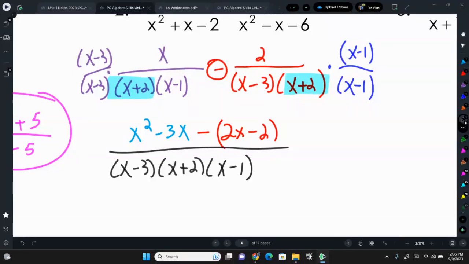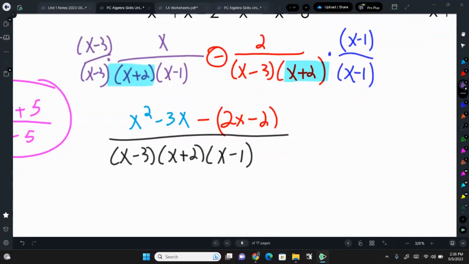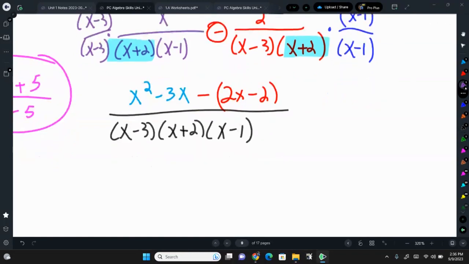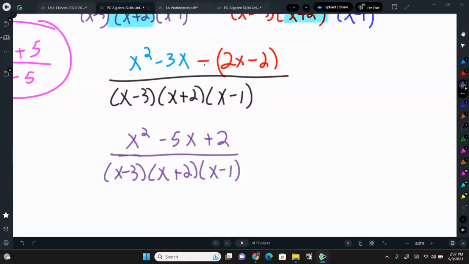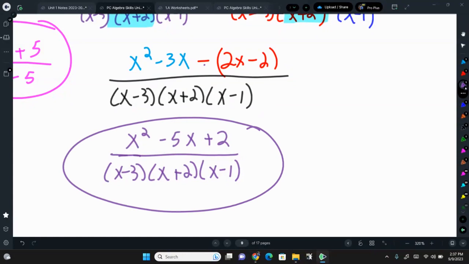So now we're going to simplify the numerator. We have no other x squared, so it's going to be x squared. Then we have -3x minus 2x, which is -5x. And then we have nothing minus -2, which is going to be +2, over my factored form. Now, we would want to see if we can factor the numerator, x squared minus 5x plus 2. If we can factor that, then maybe we can cancel something from the numerator and denominator, but we're unable to do that. So this is our simplified answer.